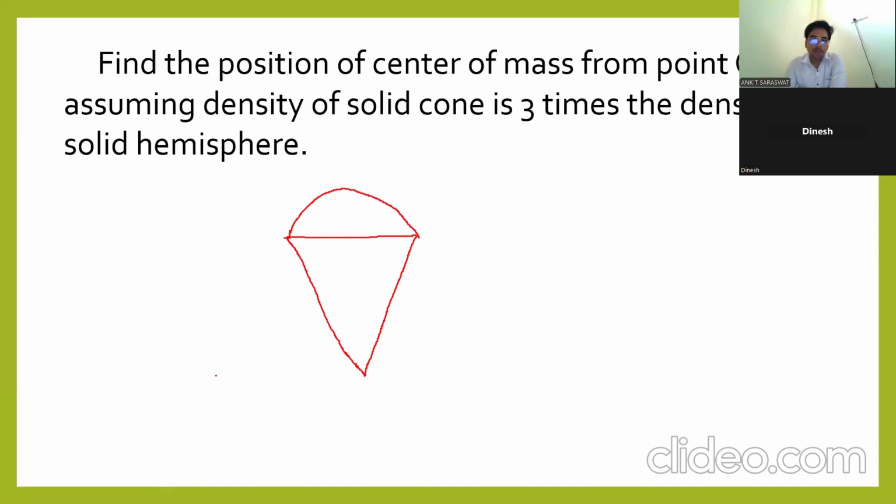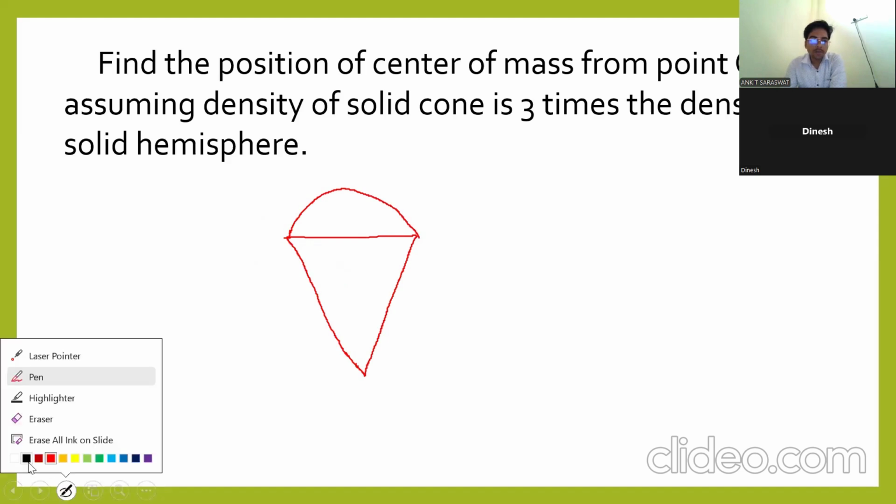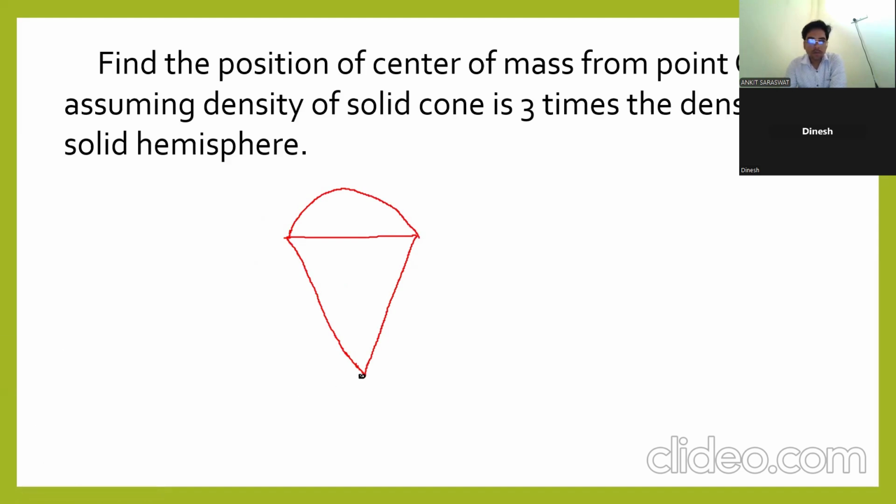Now find the center of mass. Point O is here. Take x-axis here, y-axis here. The height of the cone is 8r and the radius of the hemisphere is r. Try this. First of all, find the coordinate and tell me.